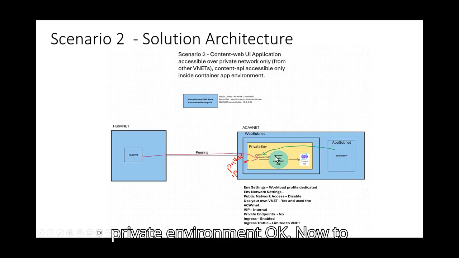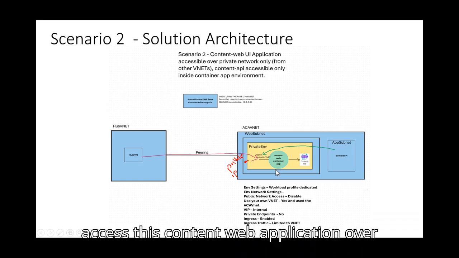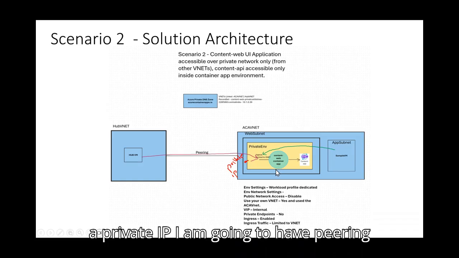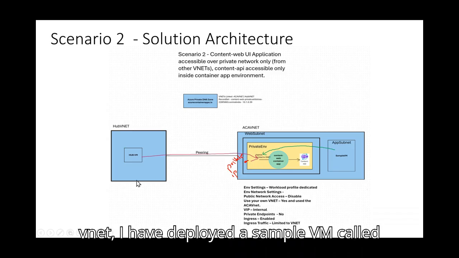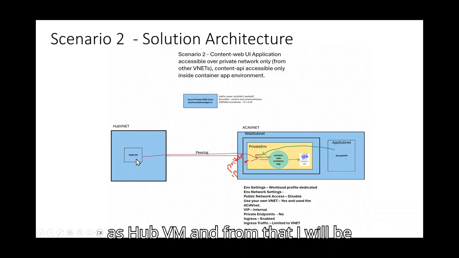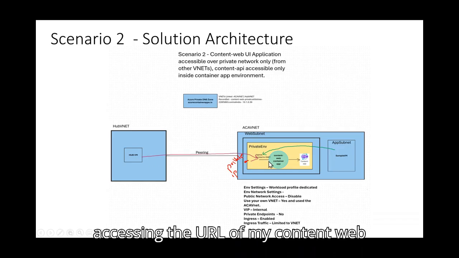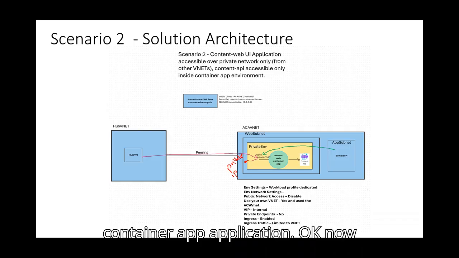Now to access this content web application over a private IP, I'm going to have peering between Hub VNet and ACA VNet. In Hub VNet, I have deployed a sample VM called Hub VM, and from that I will be accessing the URL of my content web container app application.